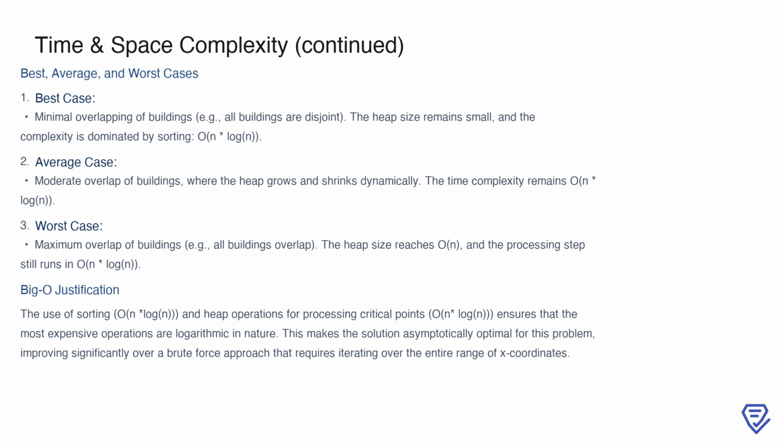Finally, in the worst case, where all buildings overlap, the heap size reaches its maximum of O(n), but even then, the processing step still adheres to O(n*log n). The use of sorting and heap operations ensures that the most expensive steps are logarithmic, making the solution asymptotically optimal. This approach is a significant improvement over the brute force method, especially for large-scale problems where efficiency is critical.